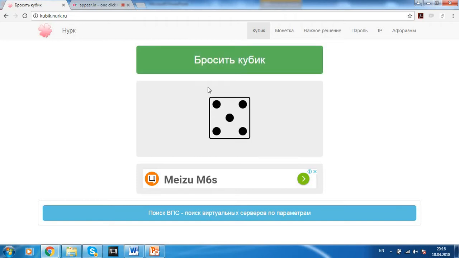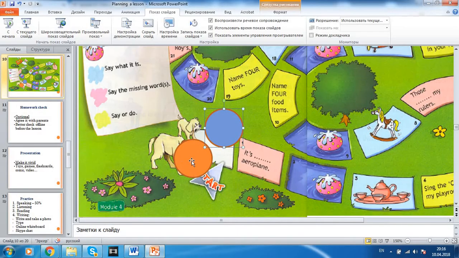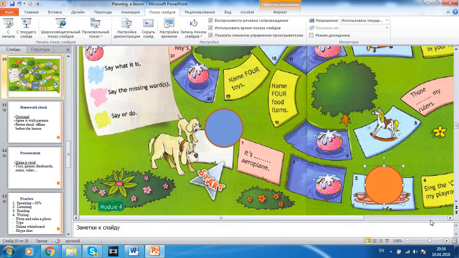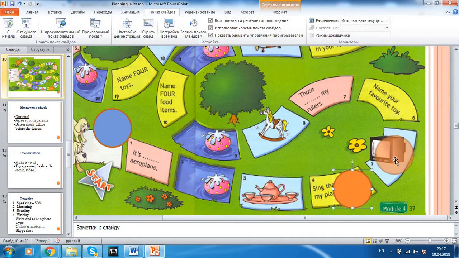I click roll the dice. Okay, 5. So I move 5. 1, 2, 3. Sorry, a bit to the right. 4, 5. And then I do the same to my student. And board games can be for very, very different topics. If you even Google like board game furniture or board game present continuous, you will have a lot of options. And this is really fun for the student and helps to warm up as well.